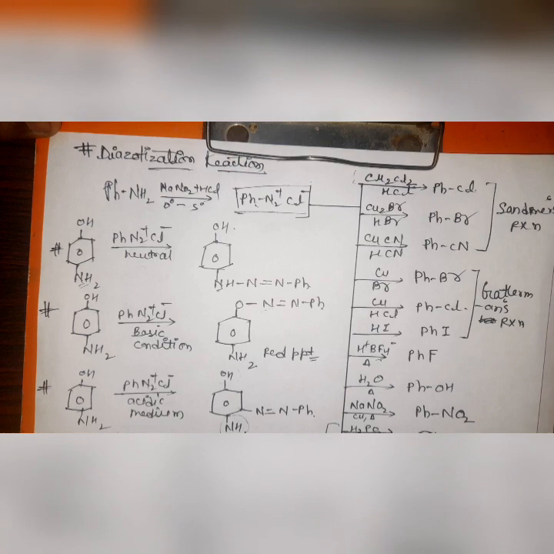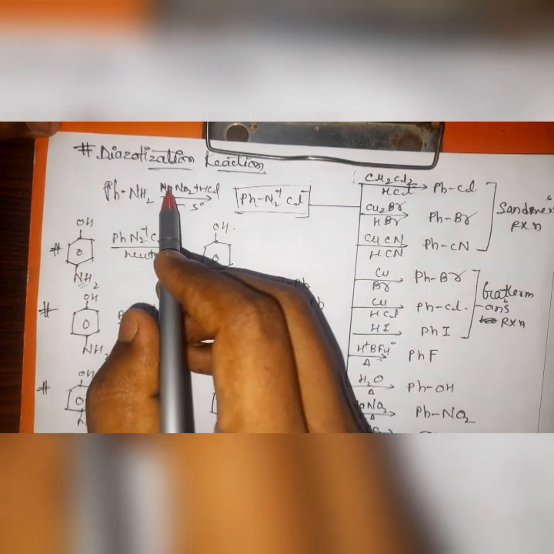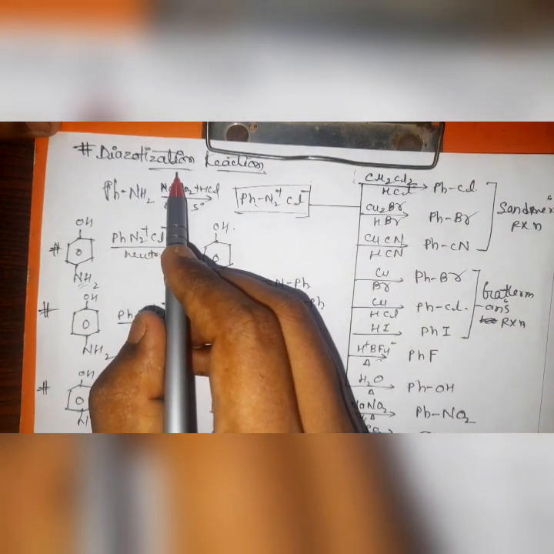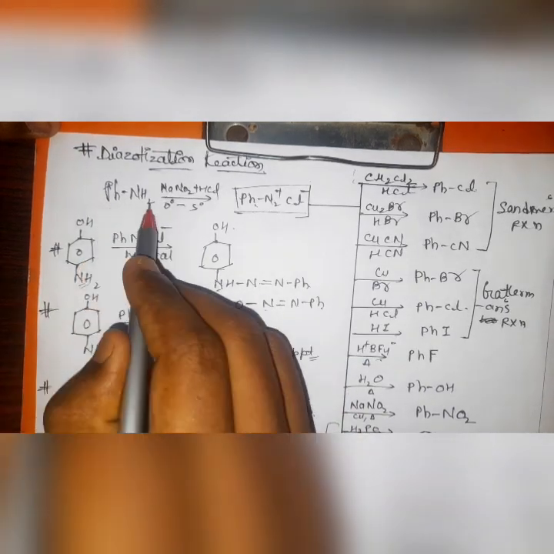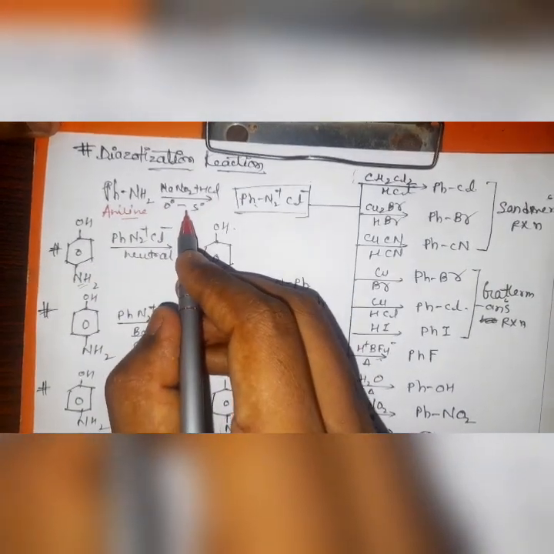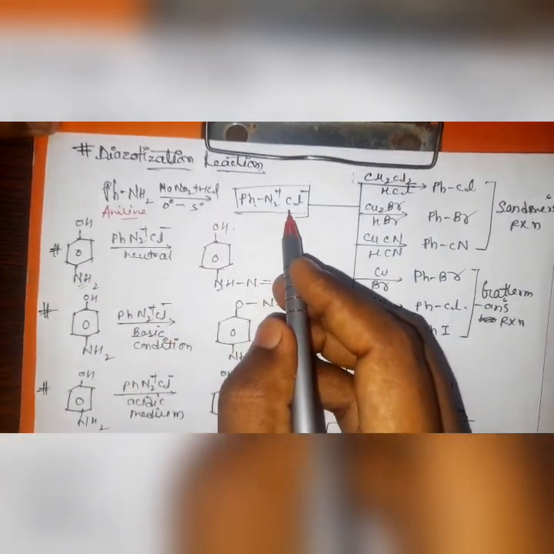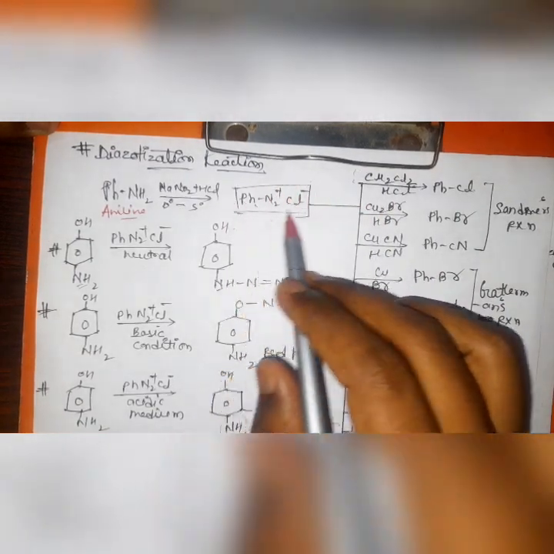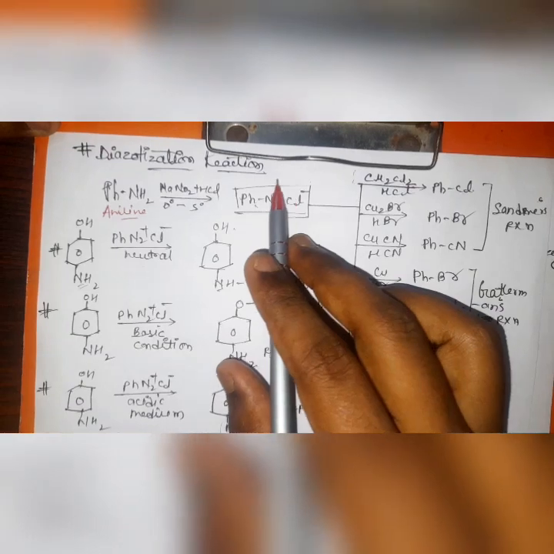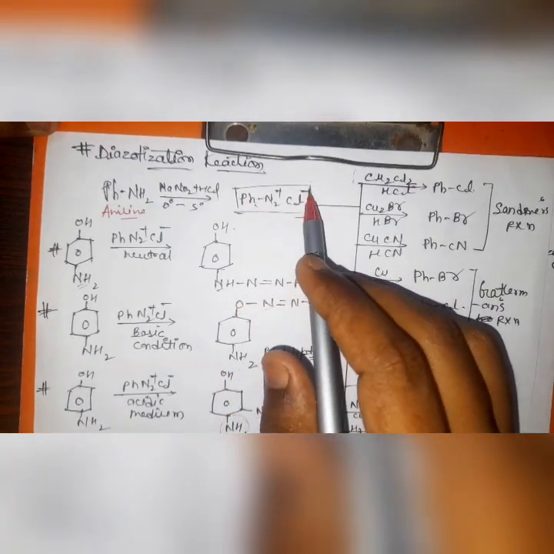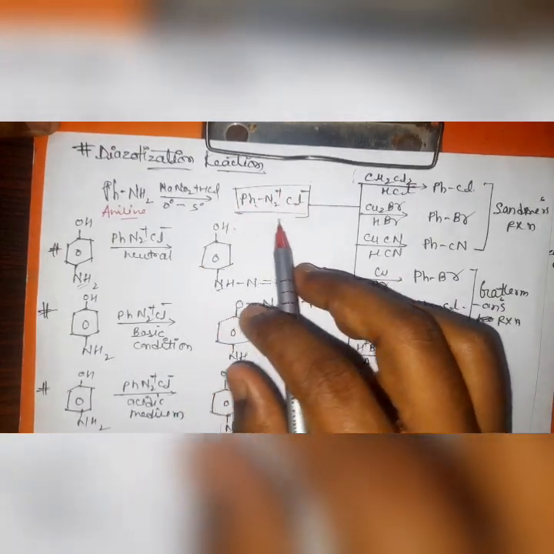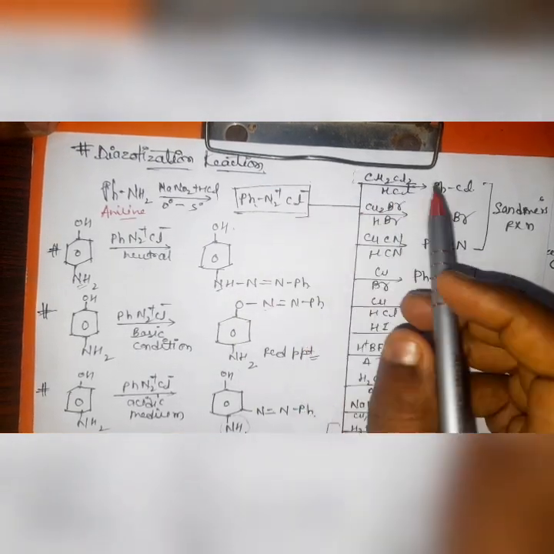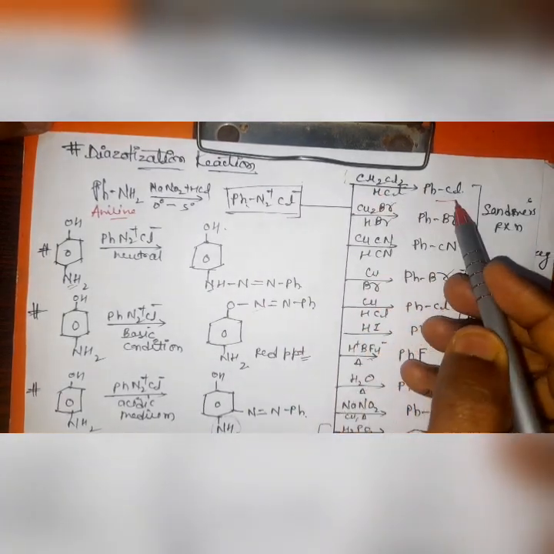So I am going to explain it deeply. We start with the diazotization reaction: PhNH2, that is aniline, reacts with NaNO2 plus HCl at 0 to 5 degrees Celsius. PhN2Cl is formed, and this is the diazotizing reagent. When it reacts with CuCl2 plus HCl, it will give PhCl.